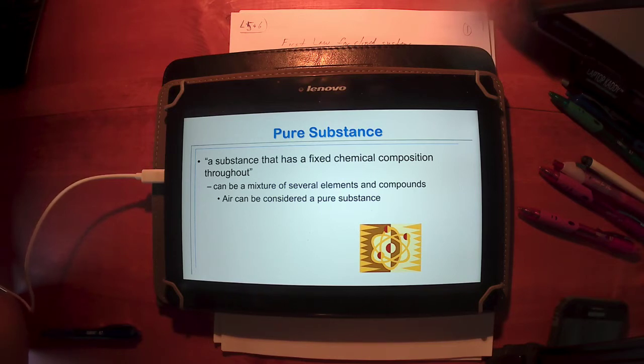It doesn't have to be pure oxygen or pure nitrogen. Water can be a pure substance. It doesn't even have to be an elemental compound of any kind. Water's fine, but it doesn't have to be water. It could also be something like air, the air that we breathe.